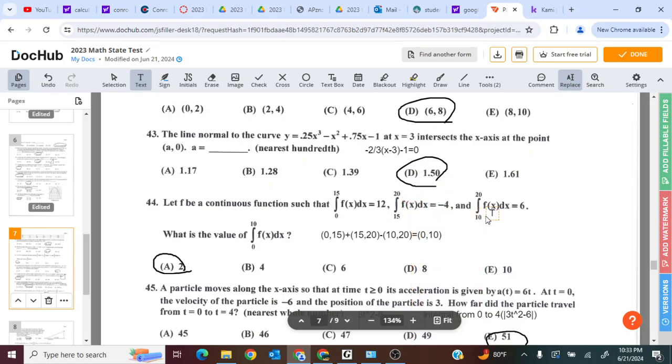Let f be continuous such that the integral from 0 to 15 is 12, 15 to 20 is -4, and 10 to 20 is 6. What is the integral from 0 to 10?